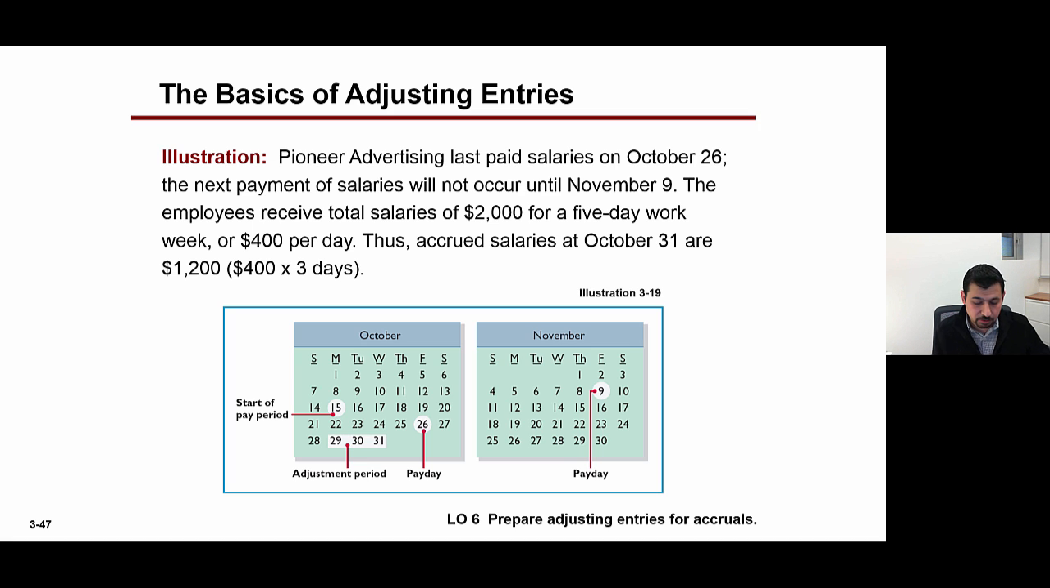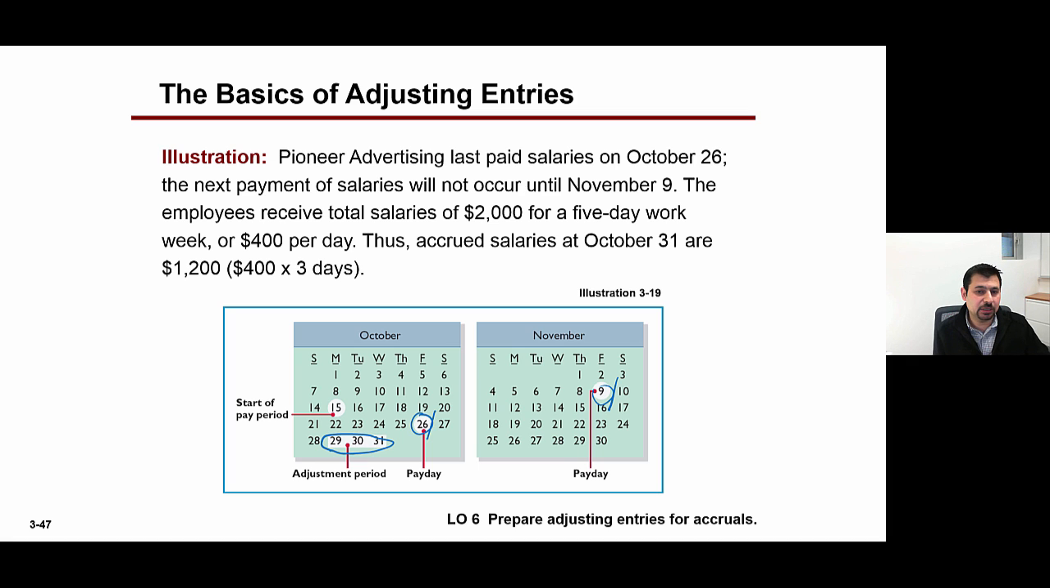Remember, what we're saying here is that the company will pay on this day, and then the second payment will be on this day here. However, what about those 3 days here? Those 3 working days, Monday, Tuesday, and Wednesday. The employees have worked those 3 days, but the company will not pay them now.